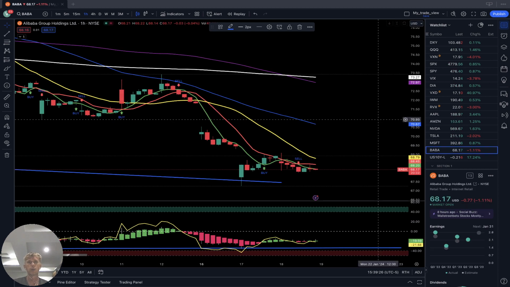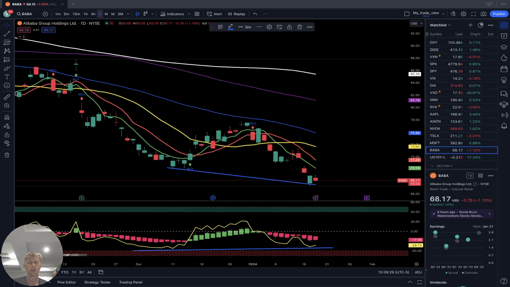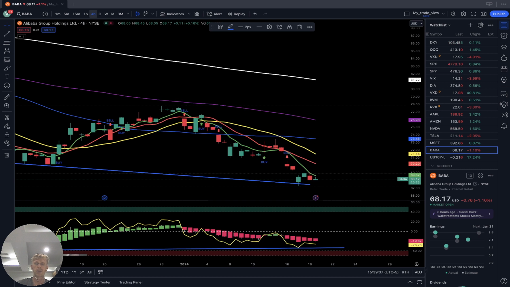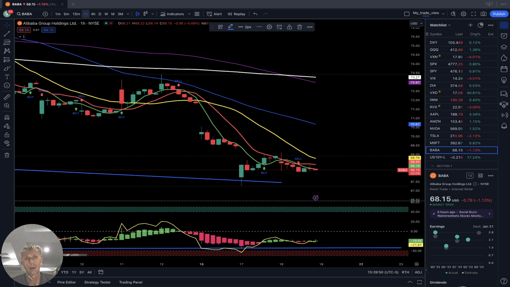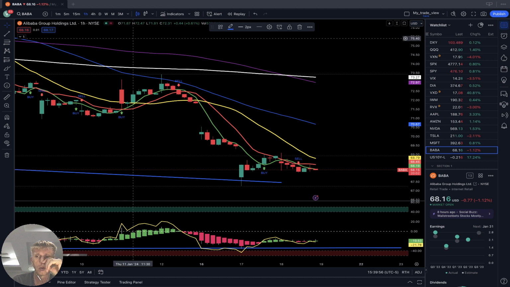Baba, Alibaba Group daily time frame. Minus 1%, bearish trend with bullish divergence, it wants to bounce. 4 hours time frame, same story, last bar below all moving averages, bearish trend. Bearish trend on all indicators. Four hours time frame, also 1 hour time frame, bearish. Baba bearish on all time frames.